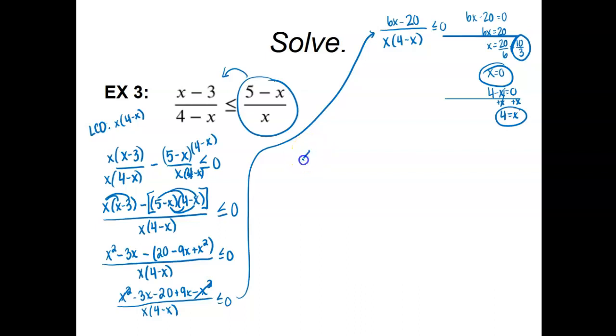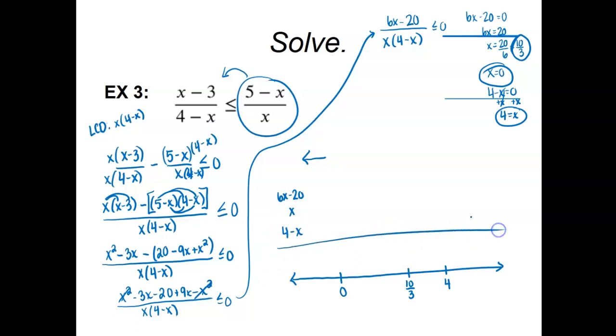So when we put that on our number line, actually let me put my number line down here to give myself plenty of room. 0 is our lowest value. The 10 thirds will go right here. It'll be a little bit bigger. And then we'll have 4 here. And so I'm going to list all of my factors. I've got 6x minus 20. I've got x. And I've got 4 minus x. And then down here, I'm going to put my answer.